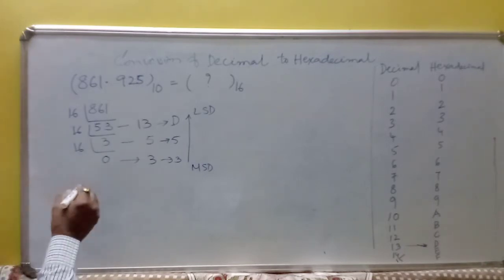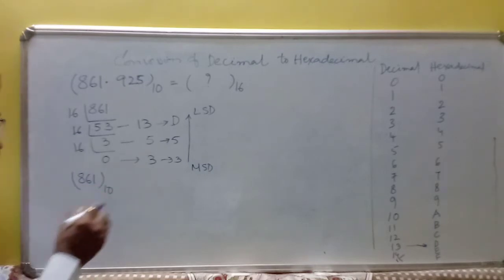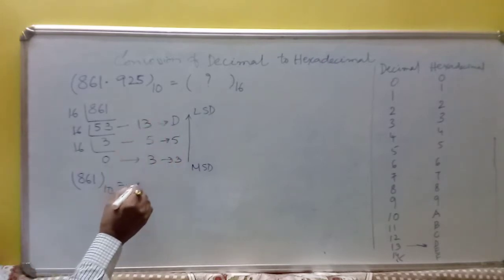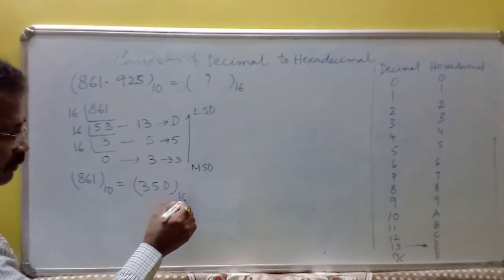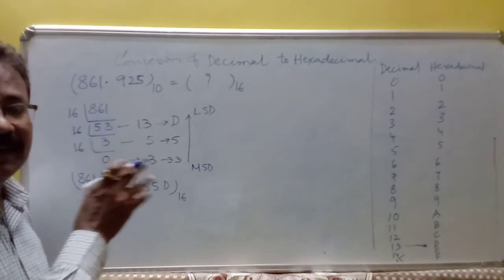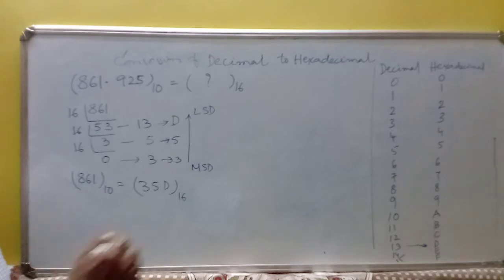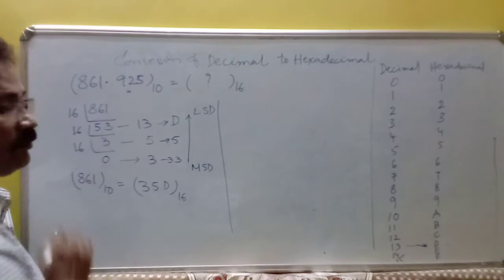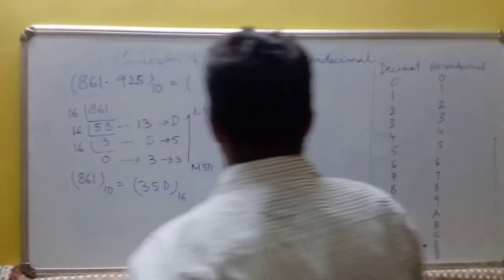Now what happens? 861 of base 10 is equal to, taking the remainders from bottom to top, 35D of base 16. That is the conversion of the decimal integer part into its equivalent hexadecimal number. Now we are coming to the fractional part. Here what is the fractional part?